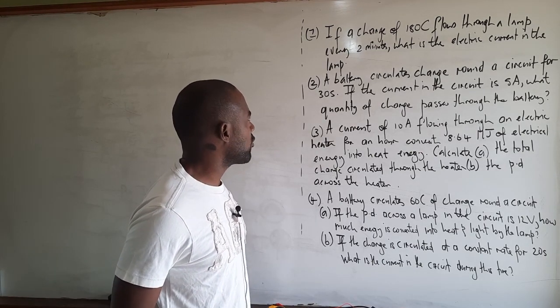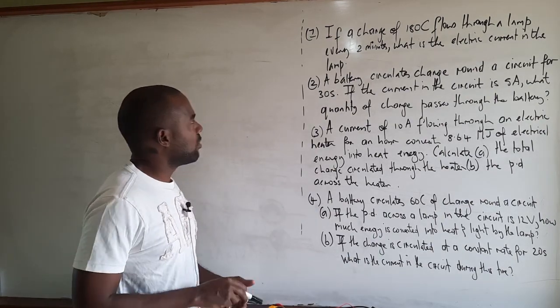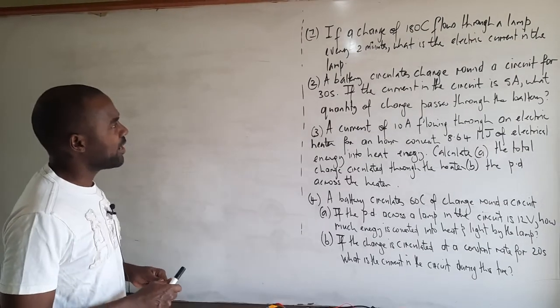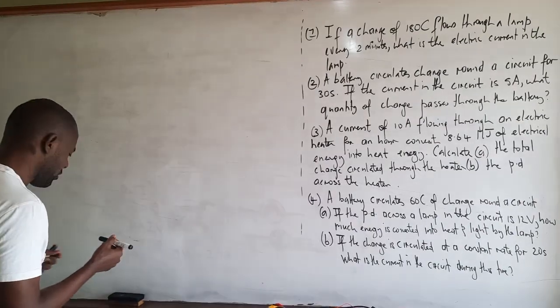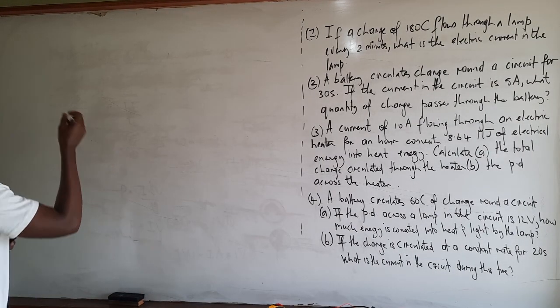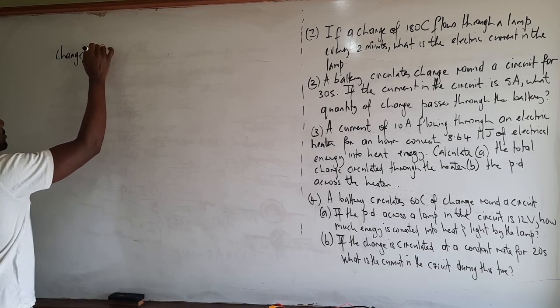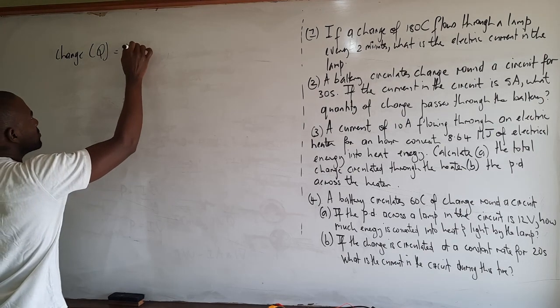what is the electric current in the lamp? So, if a charge of 180 coulombs flows through a lamp every 2 minutes, what is the electric current in the lamp? So let's begin by writing down the information that we have using the usual symbols. So the charge Q flowing is given as 180 coulombs, right?